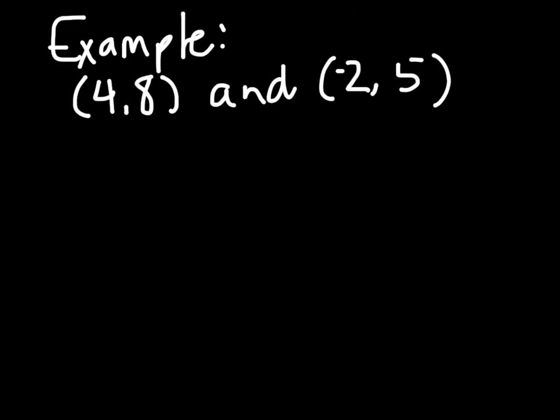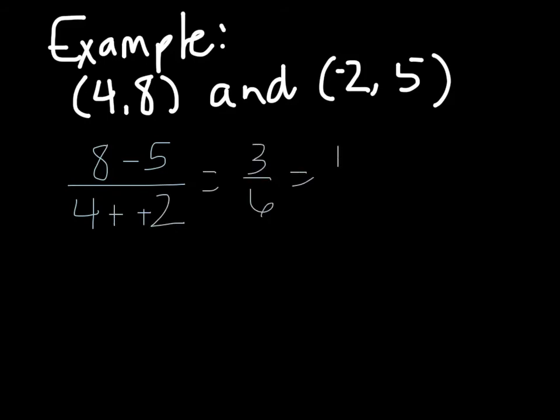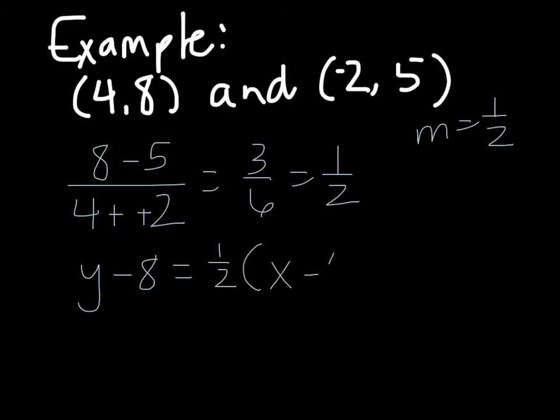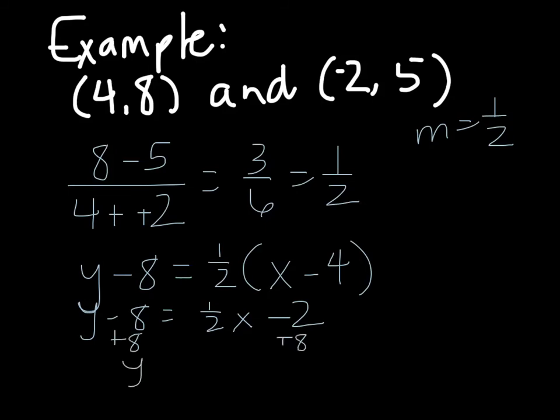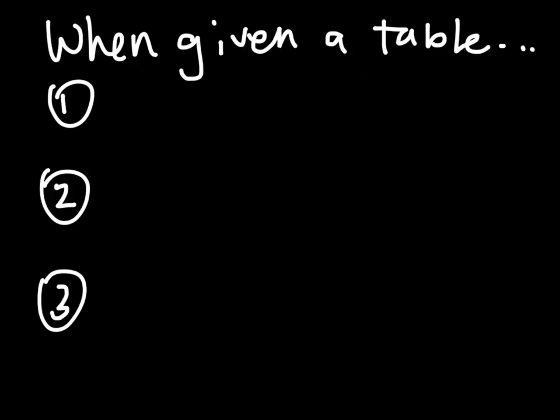Okay, so let's look at an example. If I'm given the points 4, 8, and -2, 5, I'm first going to say, all right, let's find the slope. So I'm going to do y minus y over x minus x. So I get 3/6, or 1/2. So m equals 1/2. Now I'm going to take that point slope form and I'm going to say, okay, y minus 8 equals 1/2 times x minus 4. And then I'm going to simplify. So y minus 8 equals 1/2 x minus 2 plus 8 on both sides, and y equals 1/2 x plus 6.